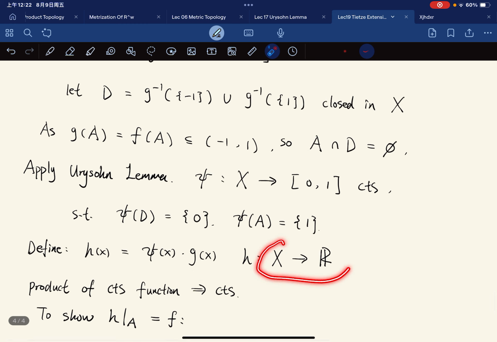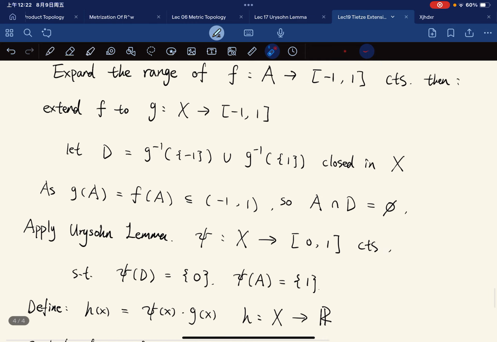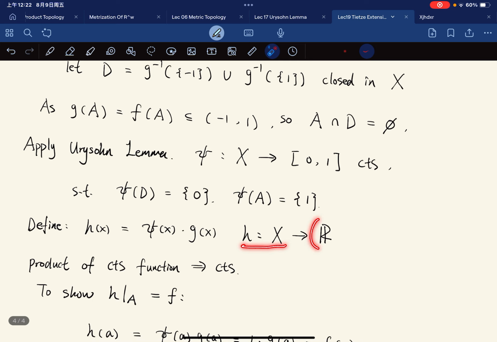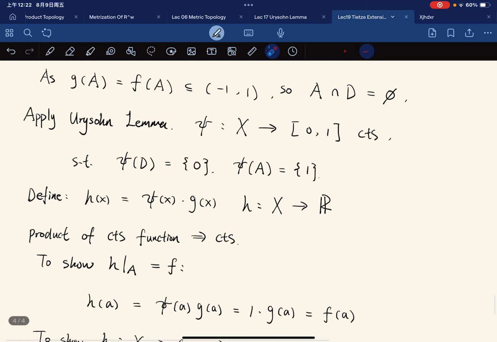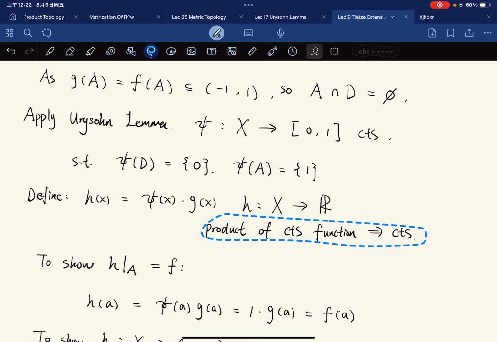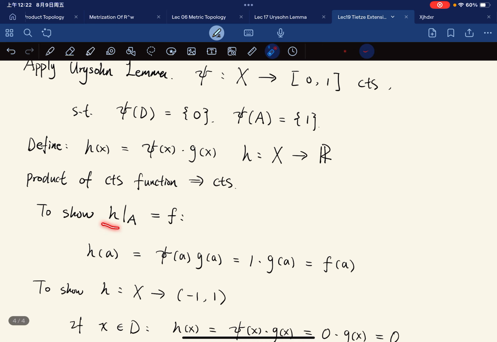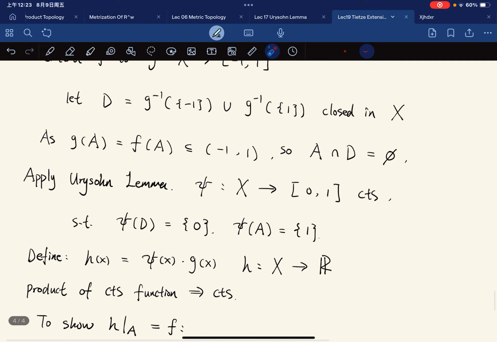It is a function defined on all of X, right? g is also defined on all of X, psi is also defined on all of X. So h is defined from X to the reals, and it is a product of continuous functions, which is continuous. Let me just put it here. And we want to show that it is the extension of f, such that h restricted to A is equal to f. But this is really easy because we have this: g restricted to A is equal to f of a, by assumption.